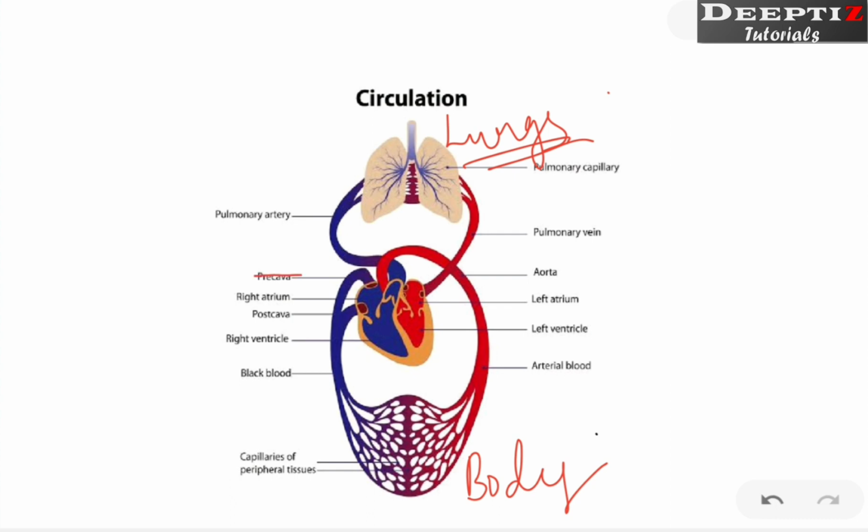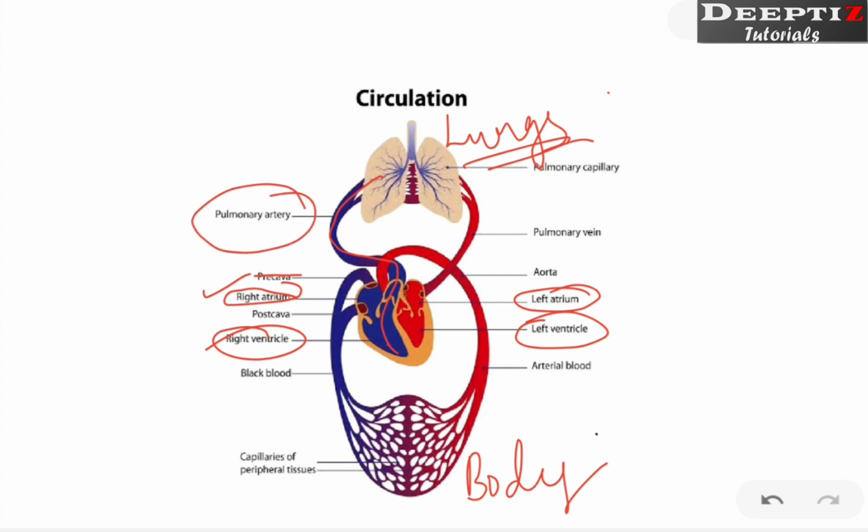Other things you can just focus. This is going to be the right atrium, right ventricle, left atrium, left ventricle. From the right atrium, what happens? The impure blood comes to the right ventricle. From the right ventricle, it goes to the lungs through the pulmonary artery.